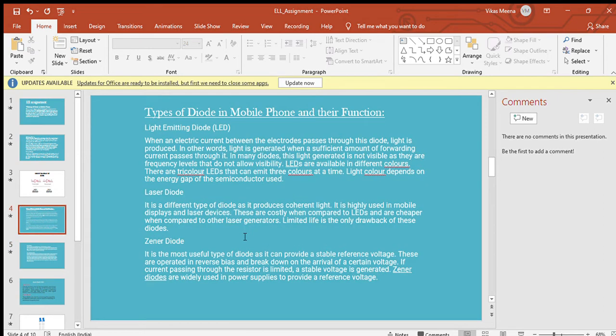Now coming to the Zener diode. Zener diode is the most useful type of diode because it can provide a constant voltage. If the current through the resistor is at the required level, then they can provide a constant voltage, and they always operate in reverse bias, and on the arrival of a certain voltage they break down.